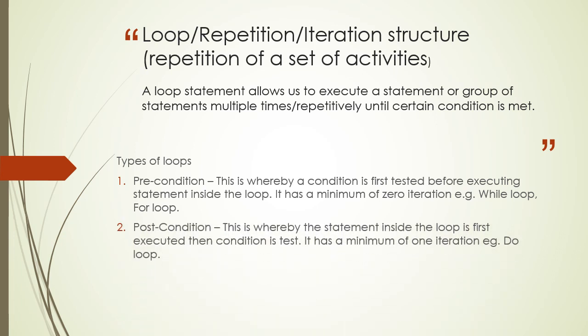The second one is post condition. This is whereby the statement inside the loop is first executed, then the condition is tested, meaning it executes once before the condition is tested. So it has a minimum of 1 iteration. You have to execute at least once before you test the condition. In this, we'll use the do loop.